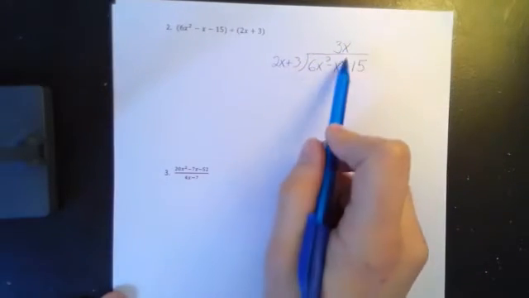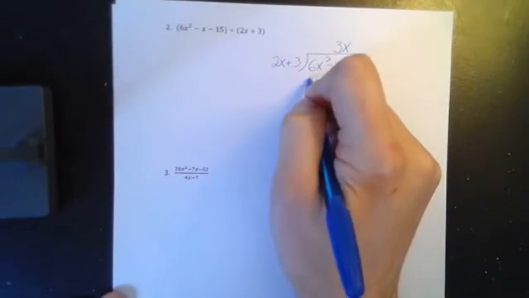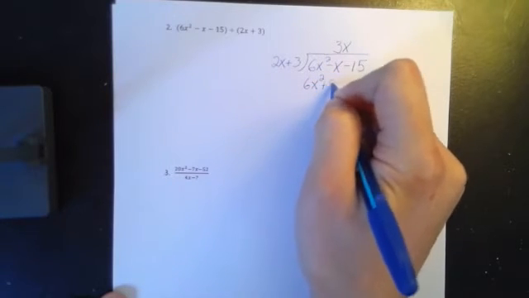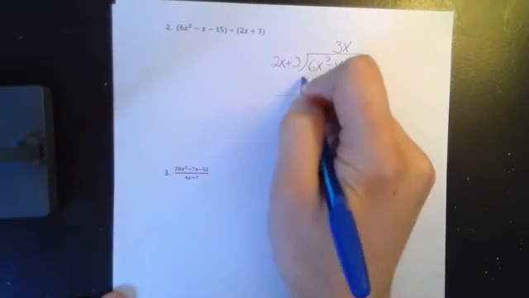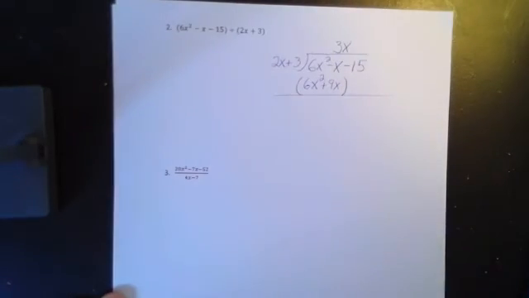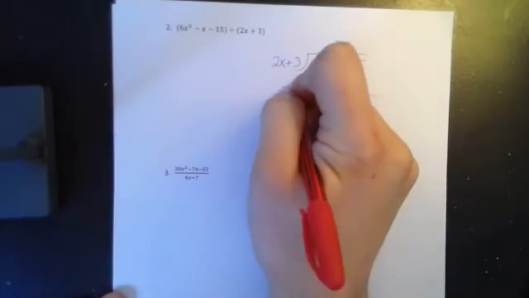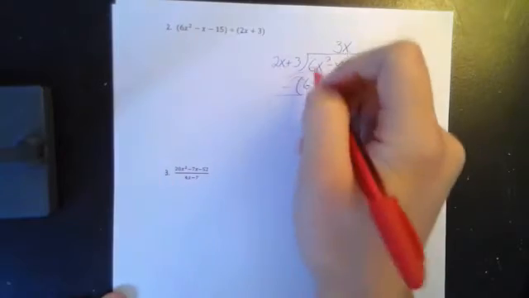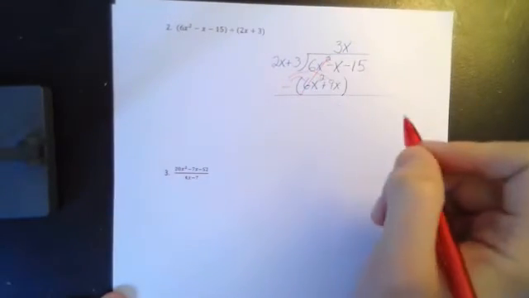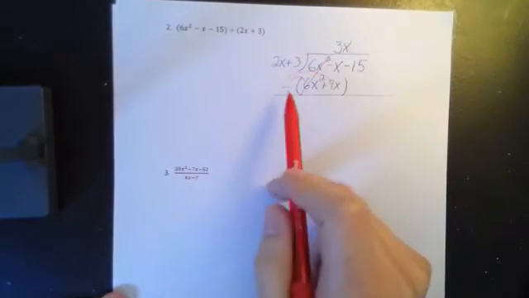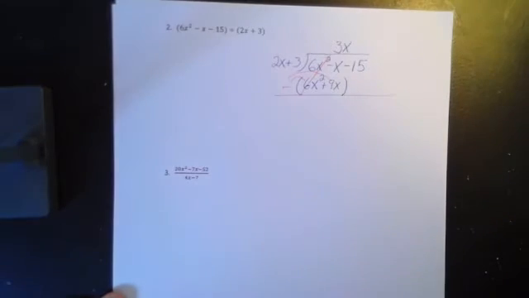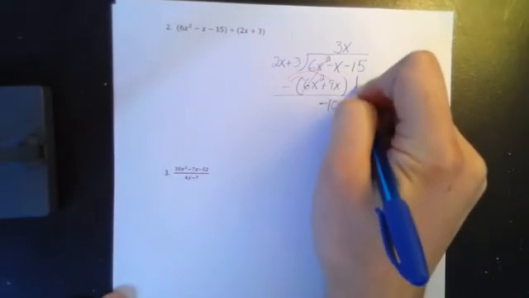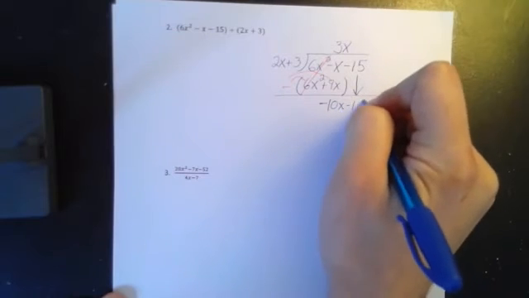And we multiply 3x by 2x plus 3. That'll give us 6x squared plus 9x. And remember, we're subtracting, so don't forget to distribute that negative. So we have 6x squared minus 6x squared. Those cancel, and they should. Then we have negative x minus 9x. So that's going to give us negative 10x. And we're going to bring down the negative 15.